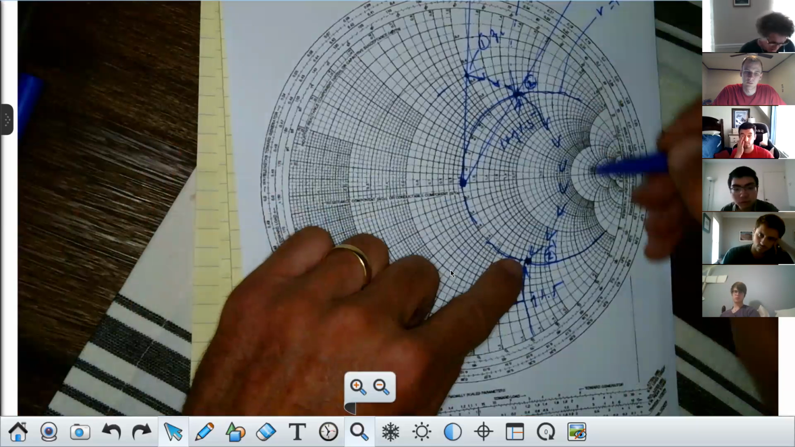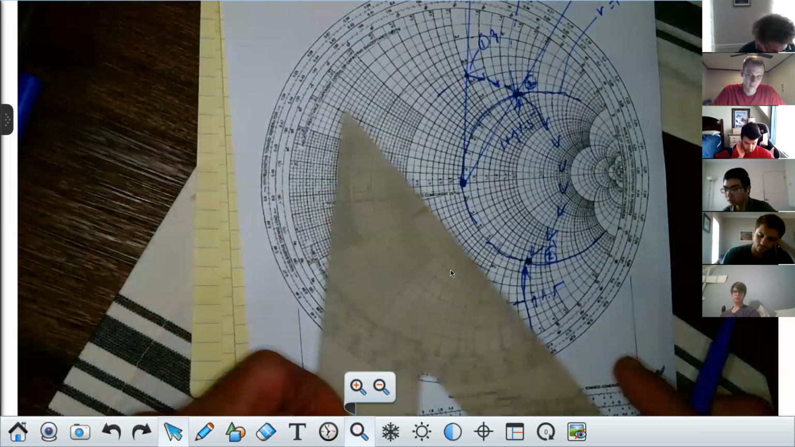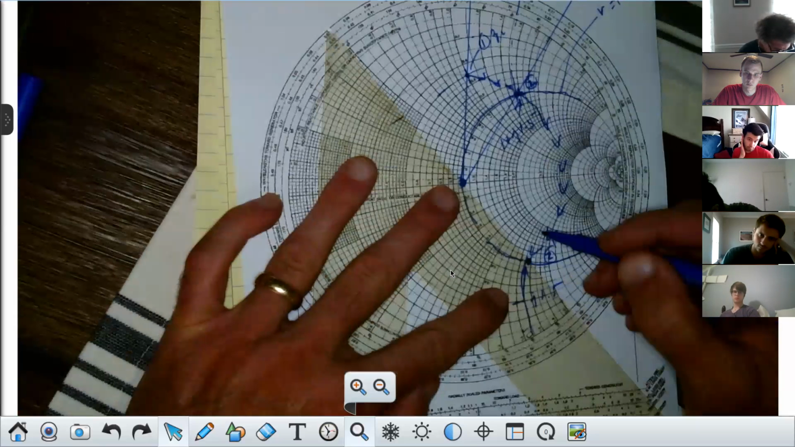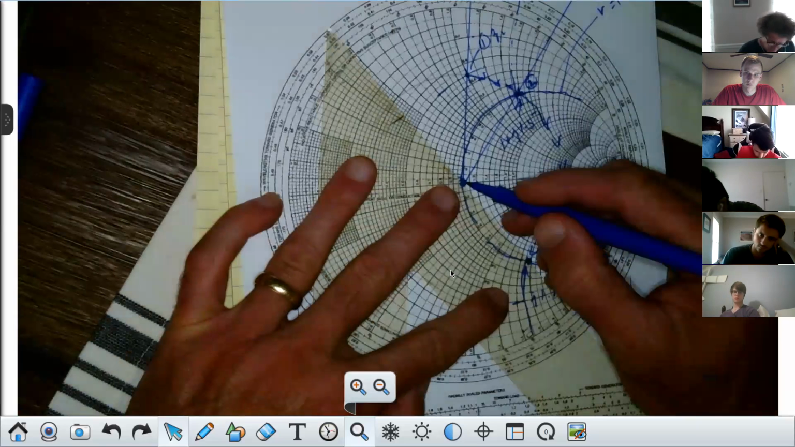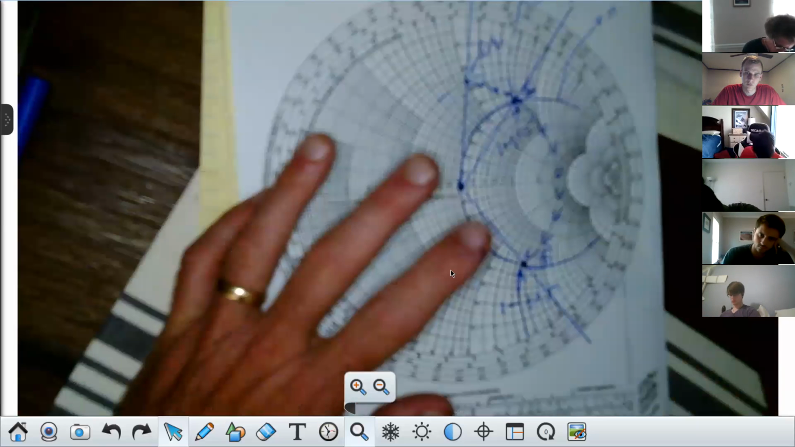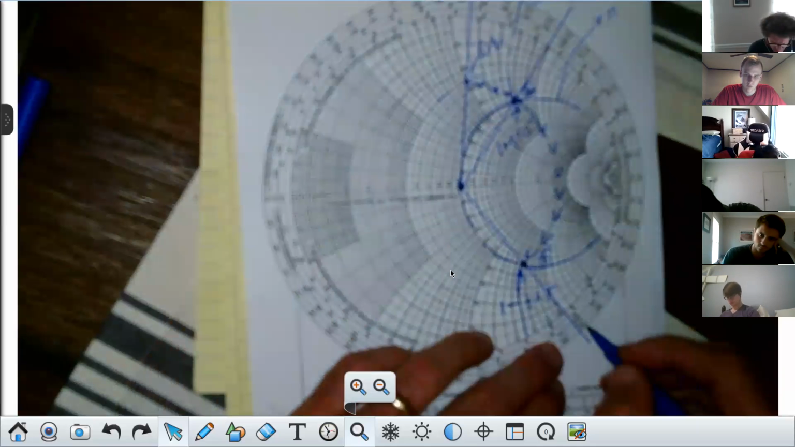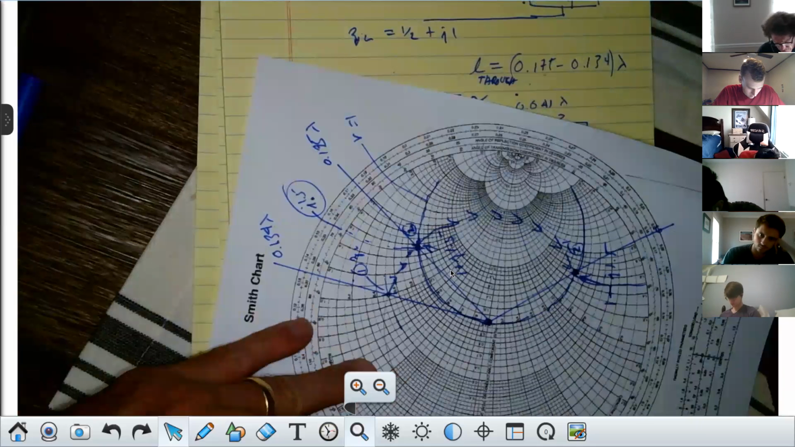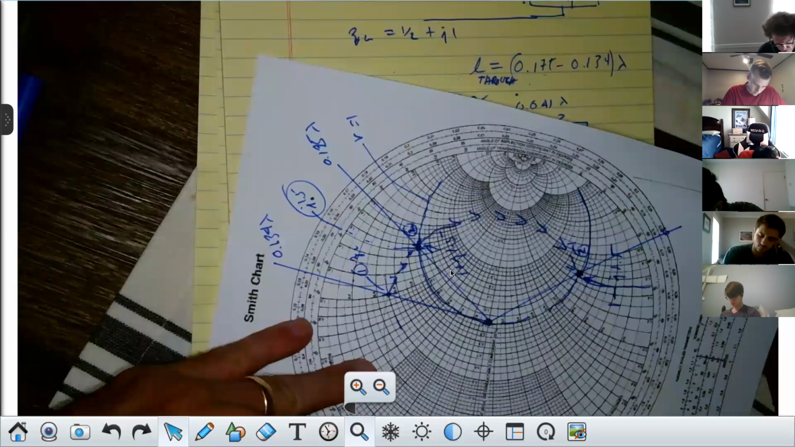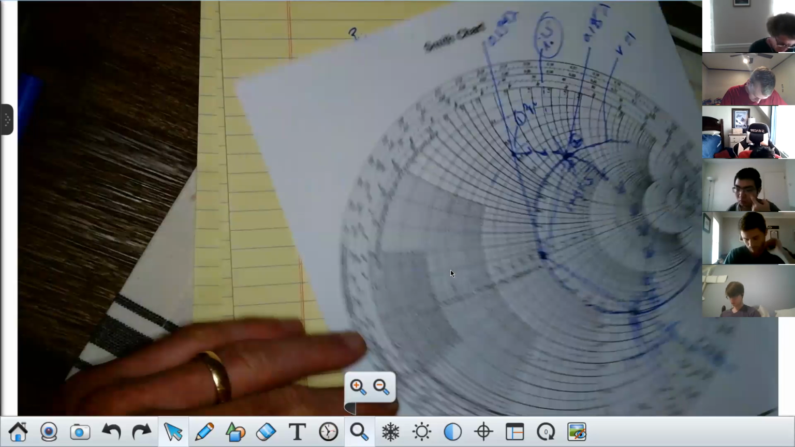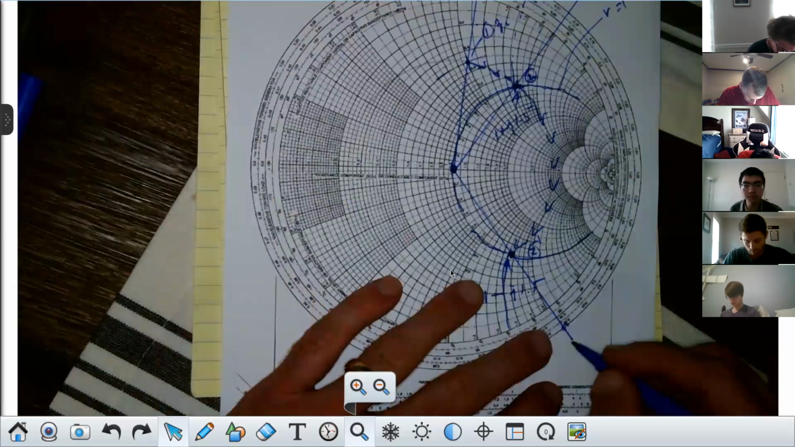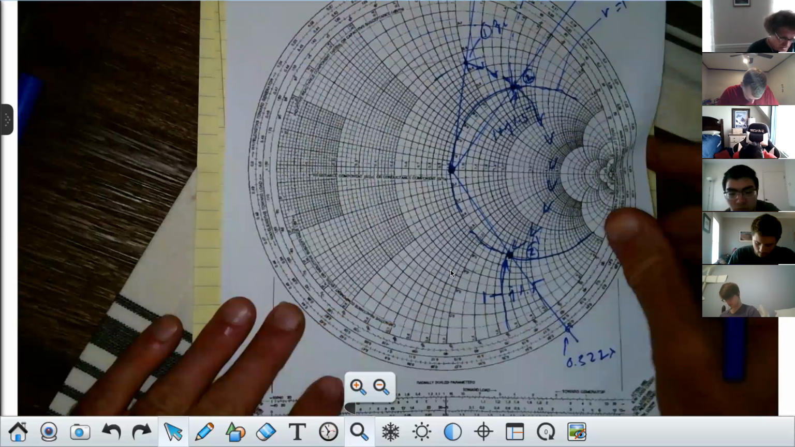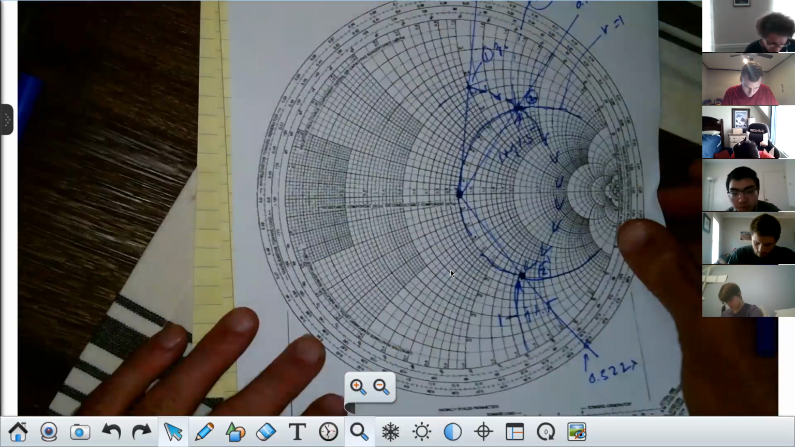So that means you have to take your straight edge and draw a line from the center right through that point. Then you look out here on the rim, wavelengths towards generator, and figure out what that is. And I'm getting a value of about 0.322 lambda. Check on yours, see how many people see that in yours.